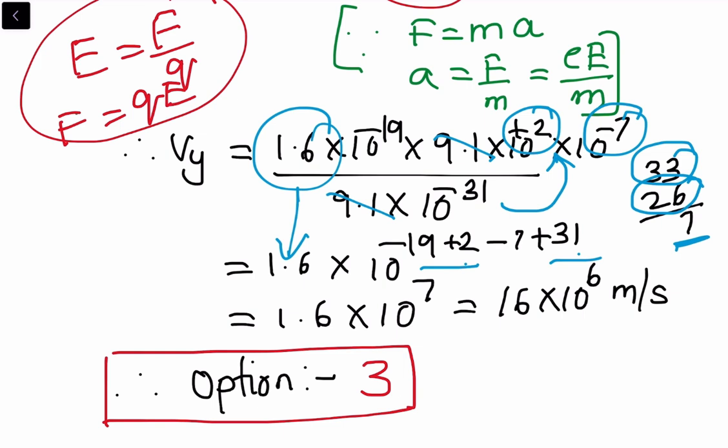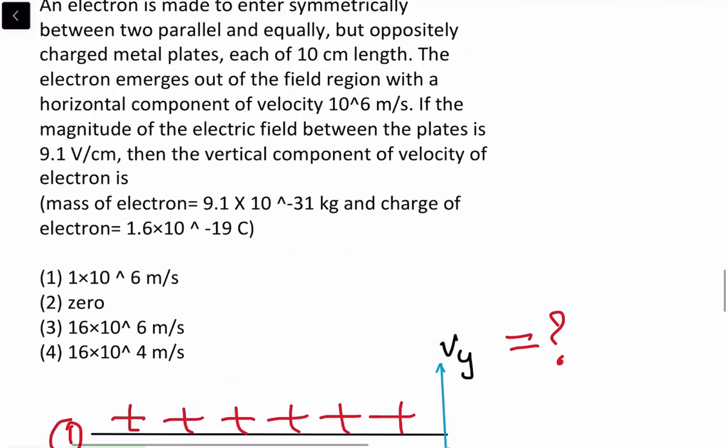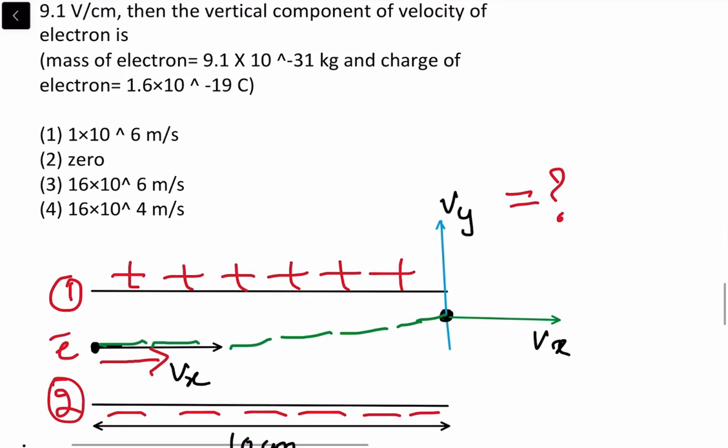But in the options they did not give 1.6. So if you want to see the options, I'll take you up. These are the options. In these options they have given 10 to the power of 6 with 1.0, no, it's not the answer. 16 into 10 to the power of 6. They did not give 1.6.